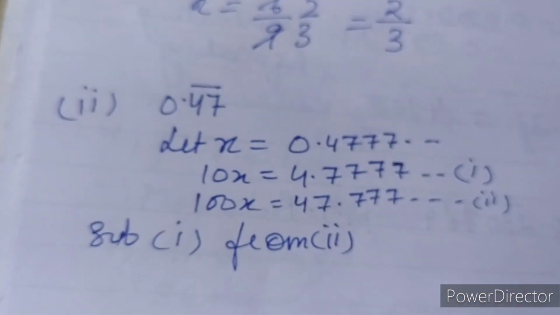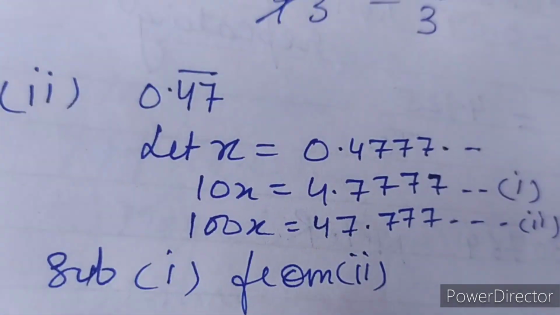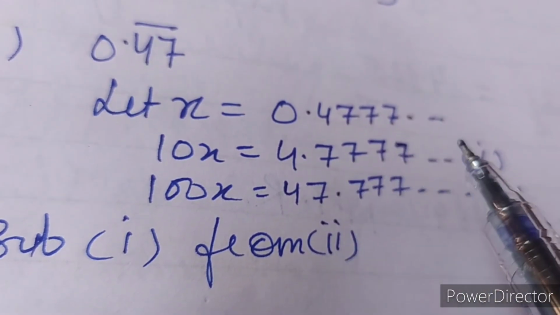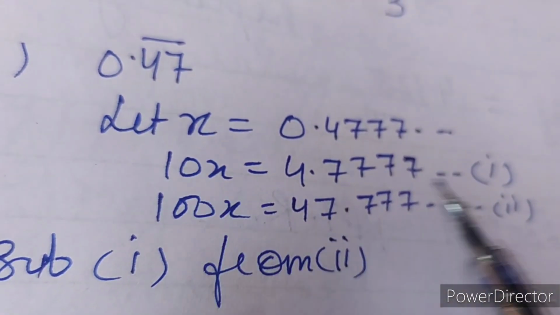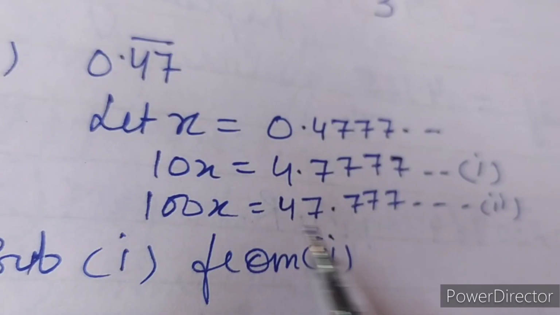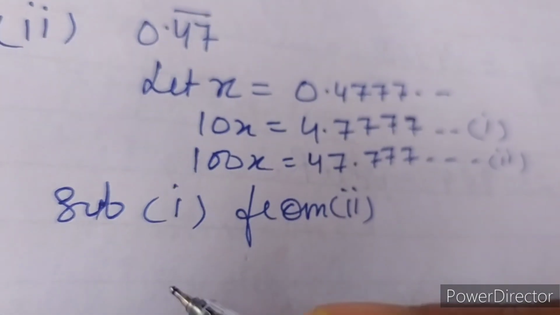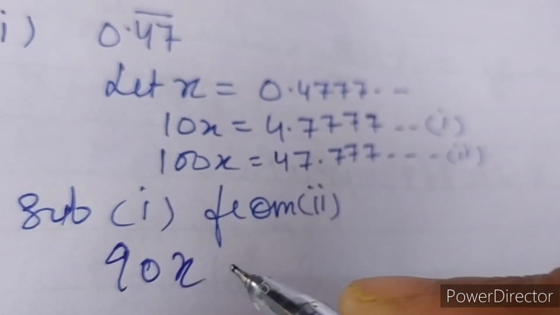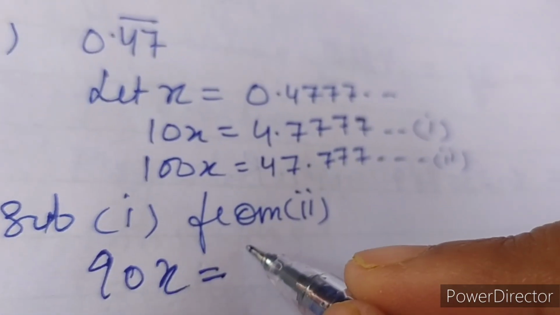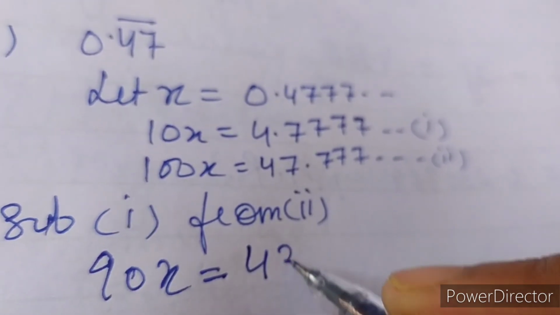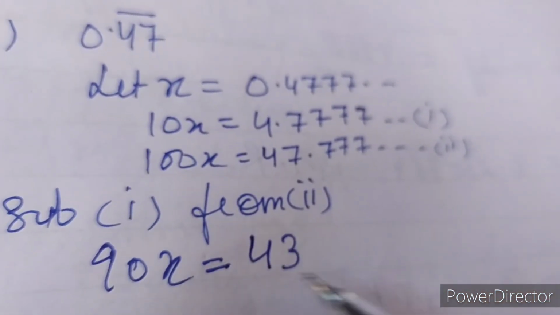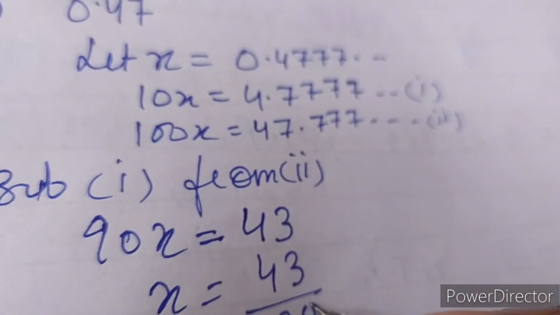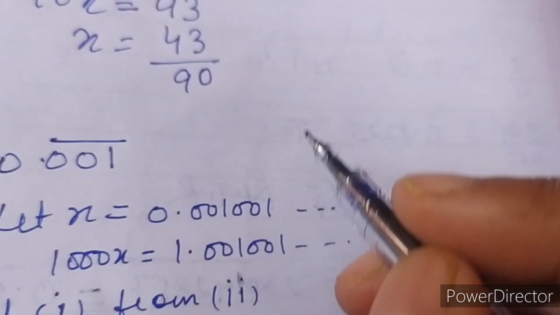Next is 0.47 with the 7 repeating. Again, it is a non-terminating repeating decimal. So let x be equal to 0.4777... Multiply it by 10 on either side, you will get the first equation. Multiply by 100 on both sides, you will get the second equation. Subtracting 1 from 2, you will get 100x minus 10x, which is 90x equal to 43. So x will be equal to 43 divided by 90. You cannot simplify it further, so this is the answer.